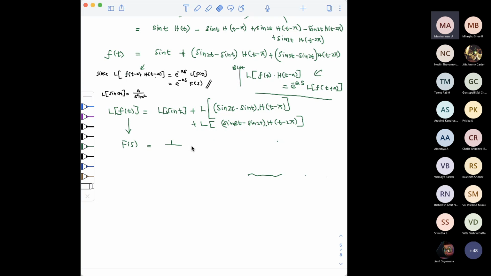So this function, here we have to understand one thing. The Laplace transform of sin t is 1 divided by s square plus 1, plus this h of t minus pi is there, right? So we try to get this term. We know this t minus a format only. Okay, we know this one.